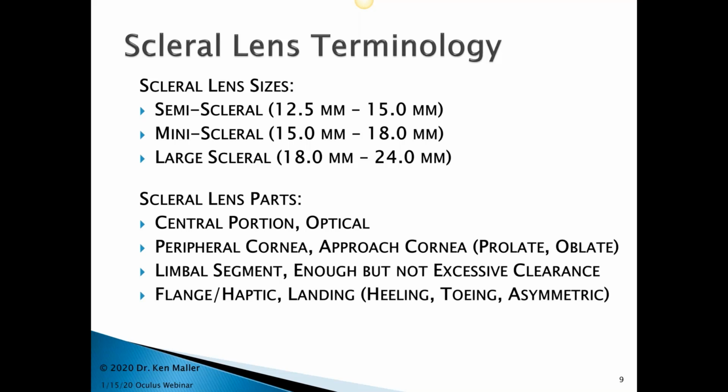And then there's the flange and the haptic, or the landing zone, and we have to really be concerned with how this lands onto the conjunctiva. We use terms like heeling or toeing. Heeling means that the lens maybe lands too close to the limbus and then lifts back up off as you're moving further from the cornea out toward the edge of the lens. Toeing would be the exact opposite, meaning that it's kind of high more at the limbus, and then it's kind of digging in down at the edge of the lens. And then, of course, the asymmetry of that haptic to deal with what's going on on the sclera.